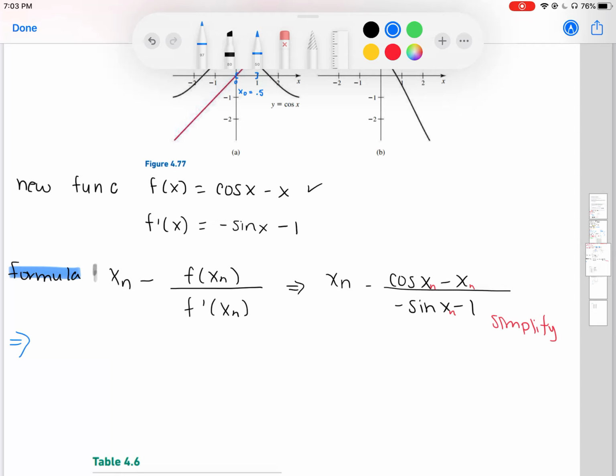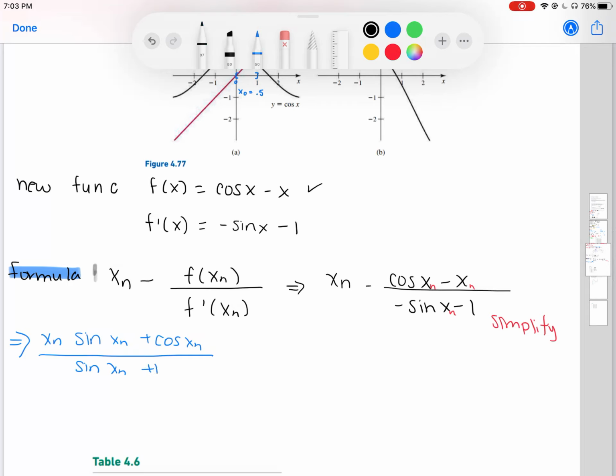All right, once you clean it up, you're left with x n sine of x n plus cosine of x n divided by sine of x n plus 1.